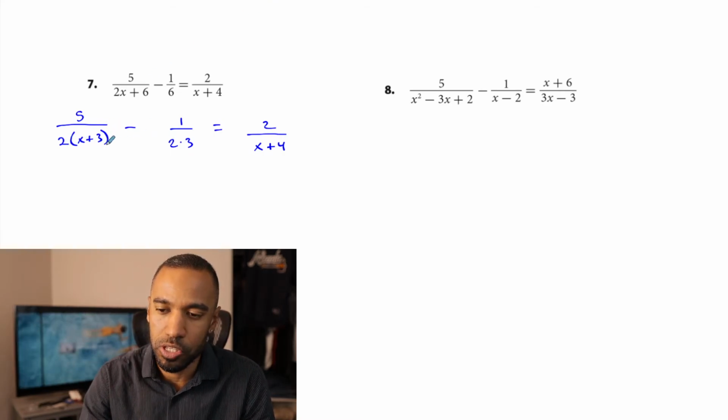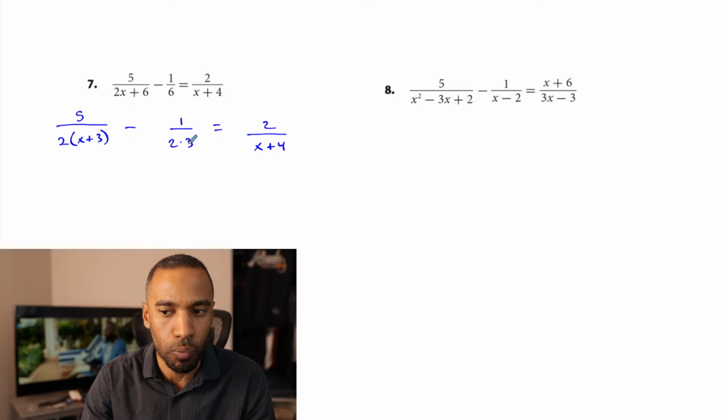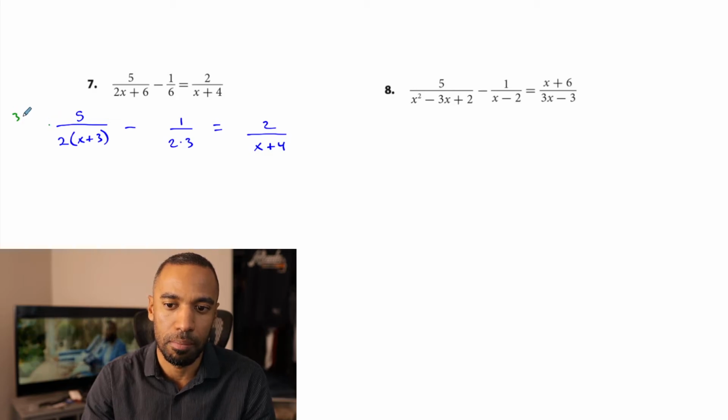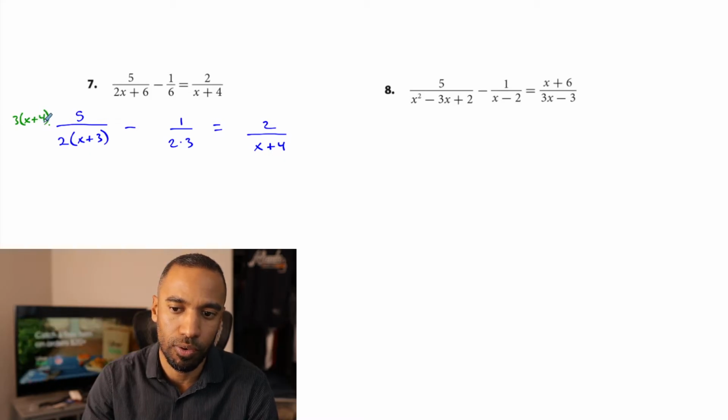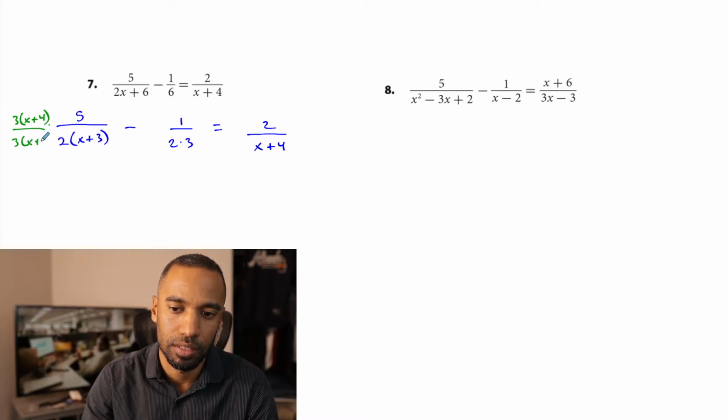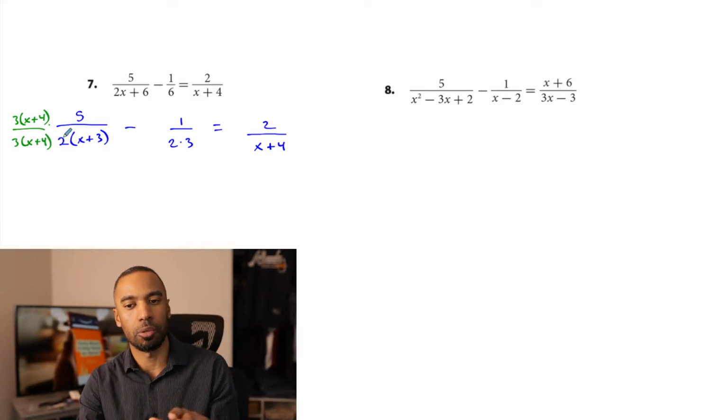When it comes to 2 times x plus 3, you can notice that it's missing the 3 that this has, and it's missing the x plus 4 that this has. So I'm going to multiply top and bottom by 3 and x plus 4. I'm sorry, that's a 4. Let me do that again. By 3 and x plus 4.